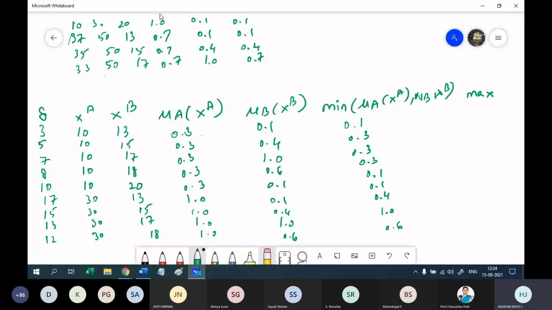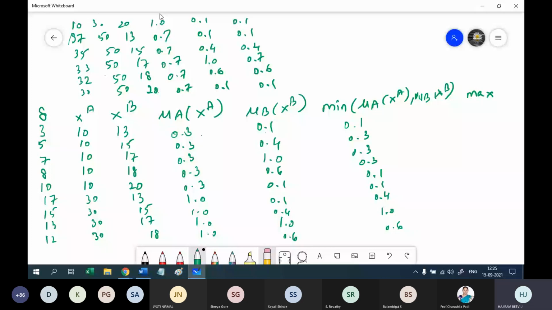After that we have 32 and 30. 32 means 50 and 18. 50 is 0.7, 18 is 0.6, which gives minimum 0.6. Then 30 means 50 and 20. So 0.7 and 0.1, the minimum is 0.1. So these are the minimum values we found.